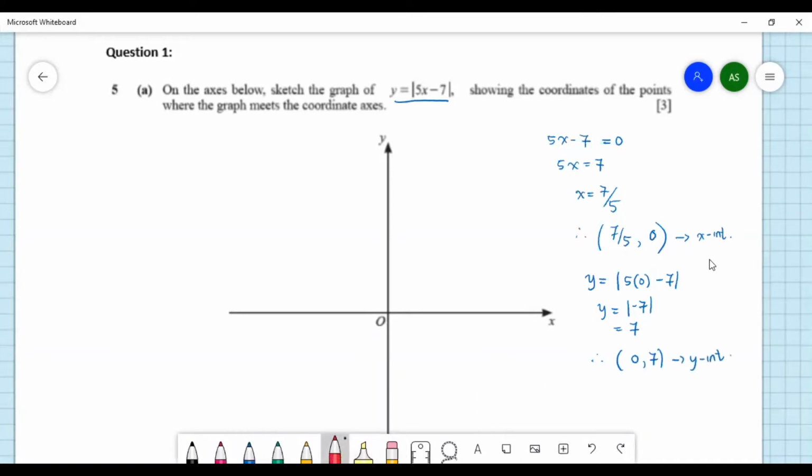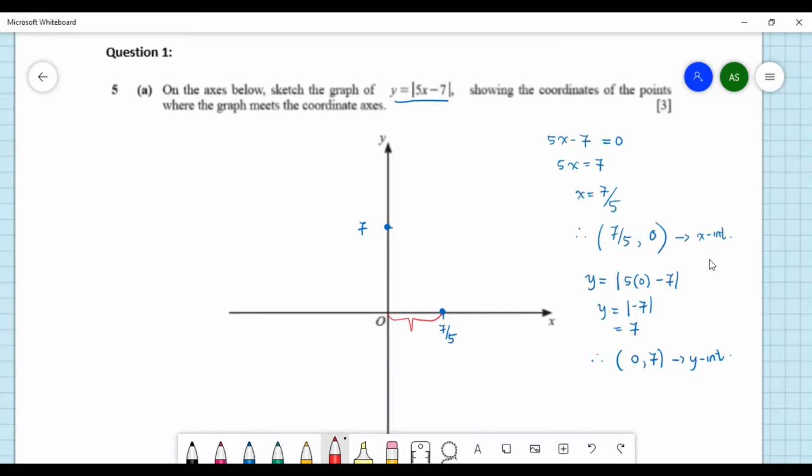Now, if we're going to sketch the graph of your function, of course, this is not drawn to scale. So let's say, for example, my 7 over 5 is here, and this 7 over 5, 0 is the x-intercept. And 0, 7, so let's say 7 is here, is the y-intercept. Remember, as I mentioned, you will have a line of symmetry, so you only have to look at the difference between the one point to the other.